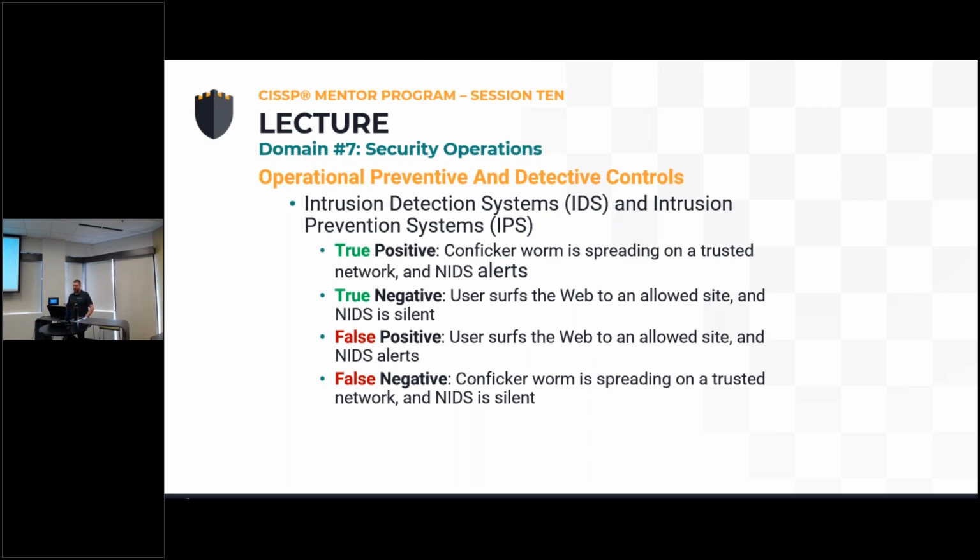False positive is where they would go to a site that's maybe allowed, and your intrusion detection is going, hey, whoa, there's a problem here, right? And then a false negative is when something bad is happening and it doesn't alert on it, it gets by it. Okay. That makes sense to everyone? Check online. Okay, no questions.